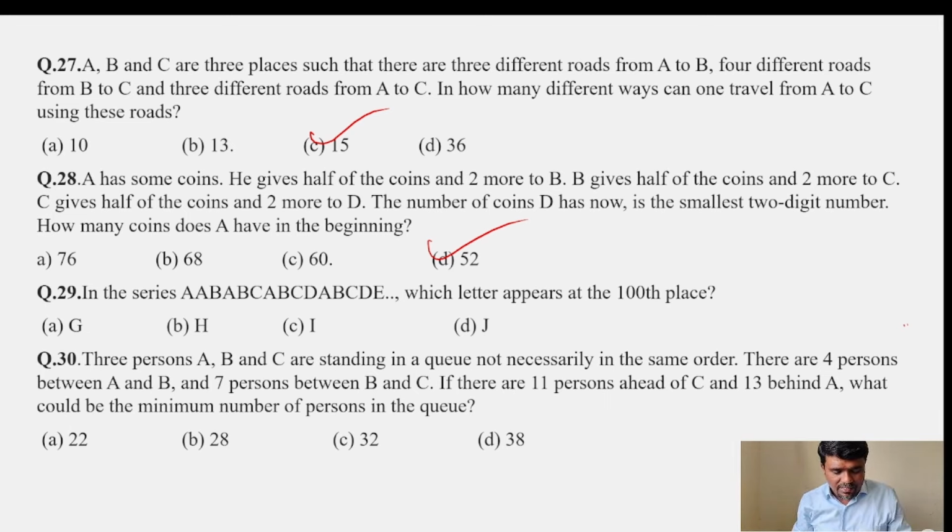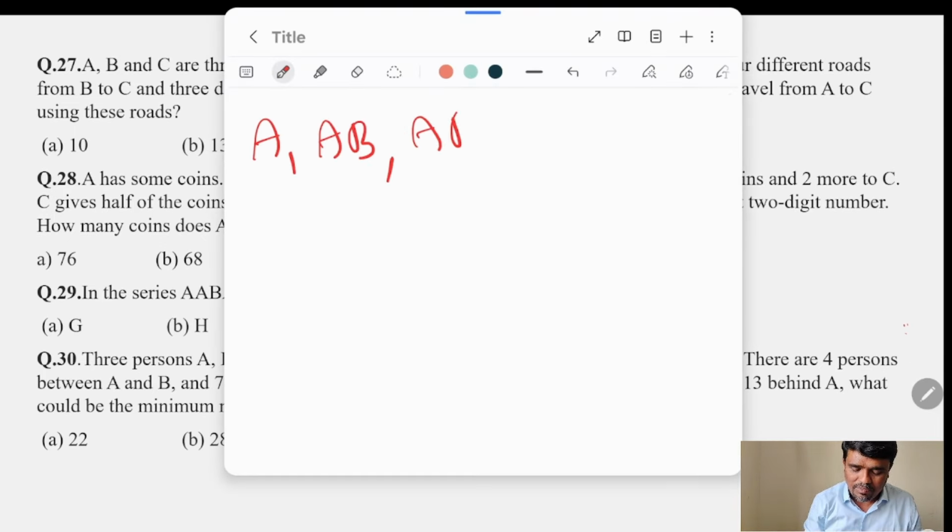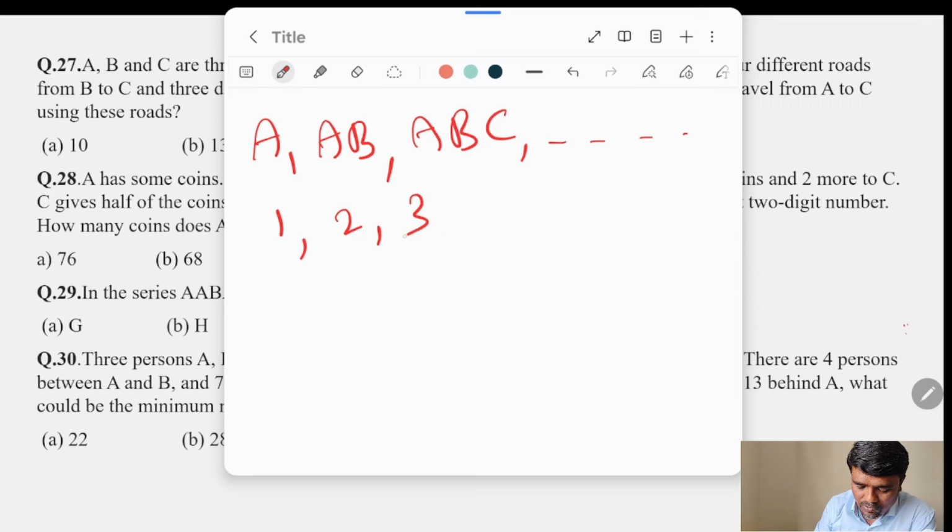Question number 29. Once again, similar logic is given in the 2024 question. Very similar. So it is very, very important to go through each question in previous year's question paper. A, AB, ABC, ABCD, ABCDE, and so on, and let's place AB, ABC, ABCD, and so on. So it is nothing but 1, 2, 3, 4, and all. So where will I get the 100th letter?